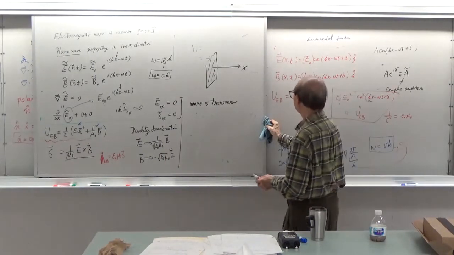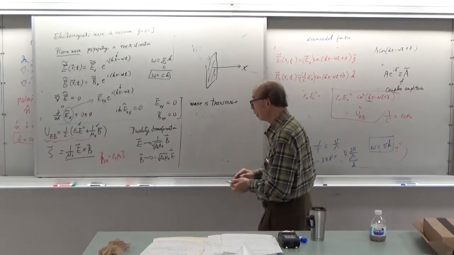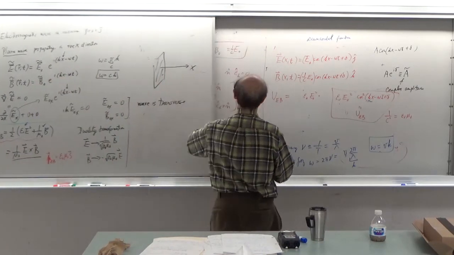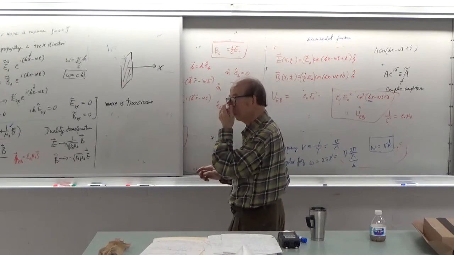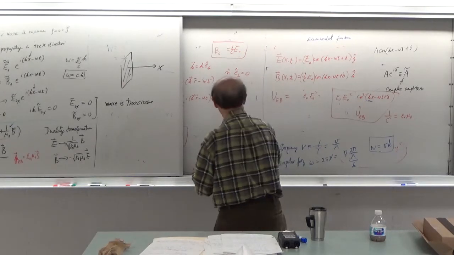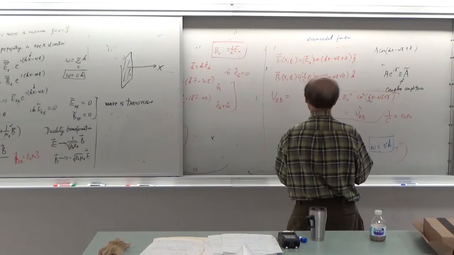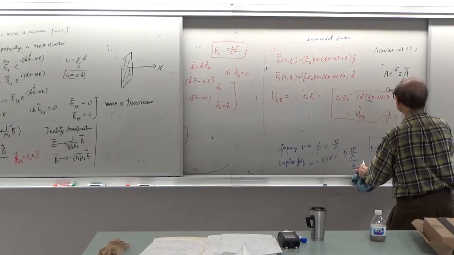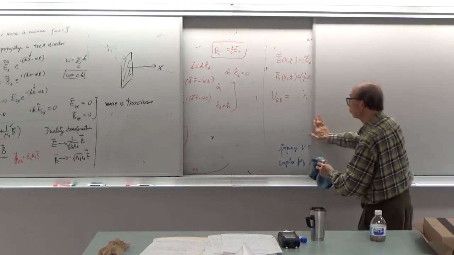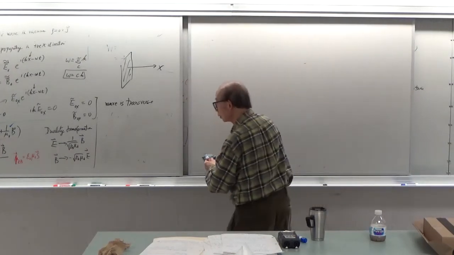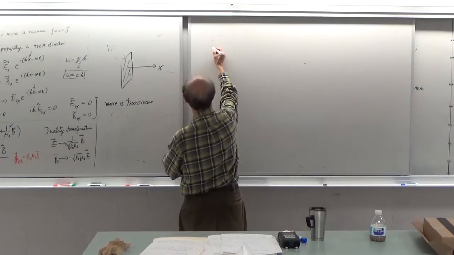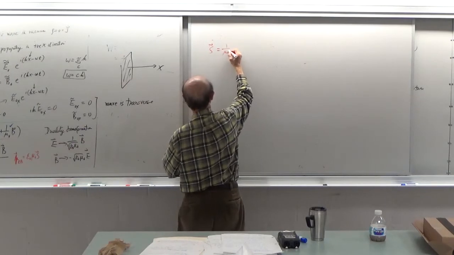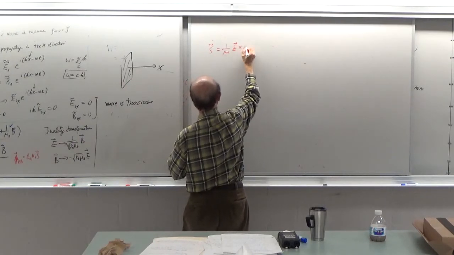Next, let's work out the Poynting vector. I think after this we might have time to do it, and let me use this side, the blackboard. So now let me work out what the Poynting vector is. The Poynting vector is 1 over mu naught E cross B.